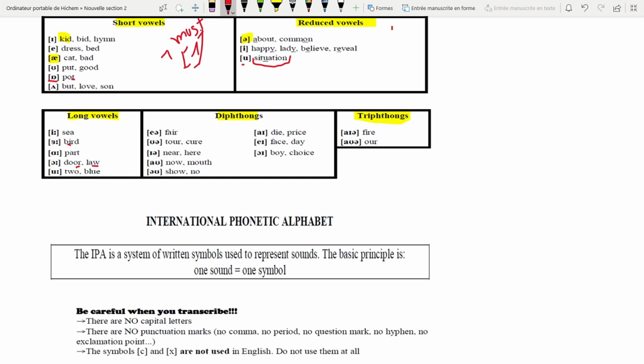Then we have long u, such as two or blue, right? But sometimes we pronounce it differently. It depends on the accent, of course. But in RP, it is a long u, okay?